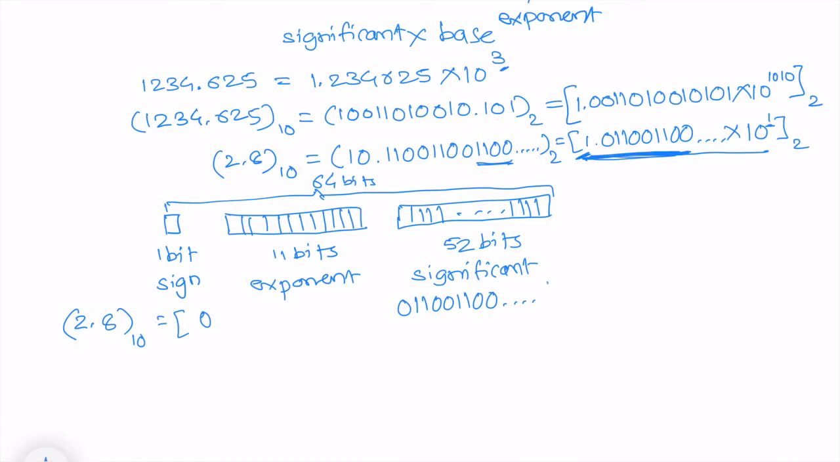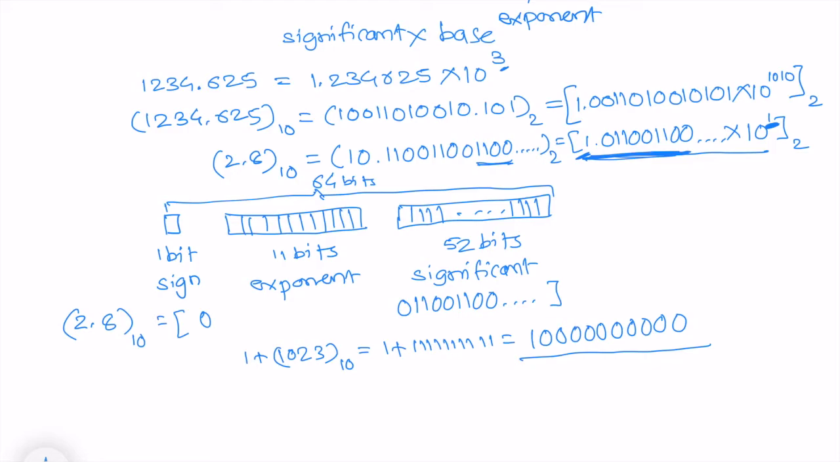The exponent, which is this part, can also be positive or negative, but we don't store the sign in a different bit. What we do is add the exponent to 1023 in decimal, and the result is stored in the exponent bits. So in this case, it is 1 plus 1023, and the result is 1 followed by 10 zeros. Therefore, this number is stored in the exponent part.